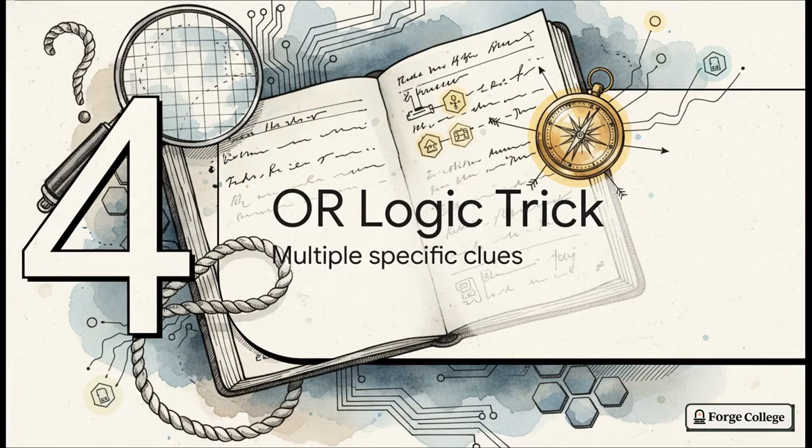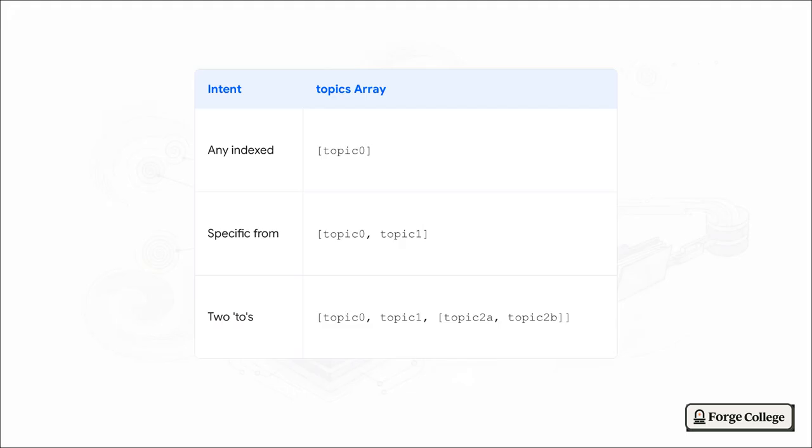Section 4. The OR logic trick, multiple specific clues. Let's map out our filtering intent here because this is where it gets really cool. Say you just want to match a specific from address. Your array is simply topic 0 followed by topic 1. Super easy. But what if you want to find transactions that went to either wallet A or wallet B? Well, Ethereum's JSON-RPC actually allows you to place a nested array inside a topic position. So for our to address in slot 2, we can just pass an array of topic 2A and topic 2B. It acts as a built-in OR condition.